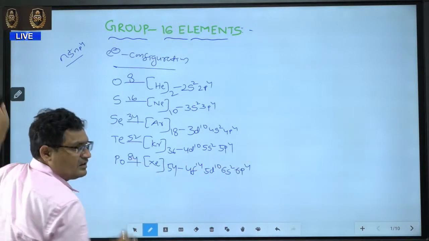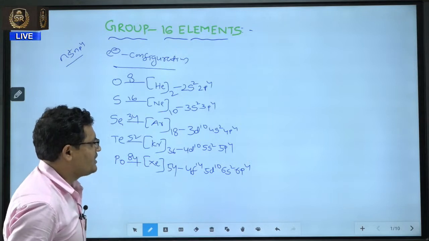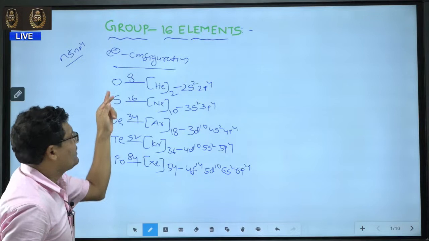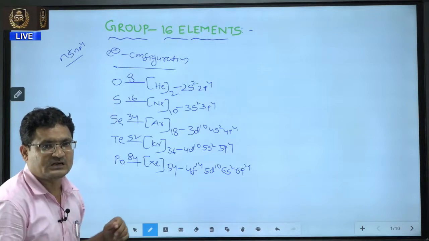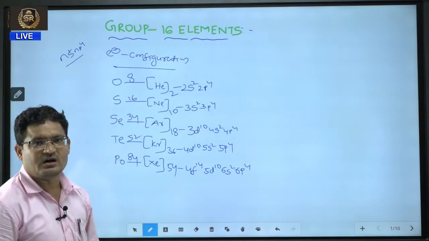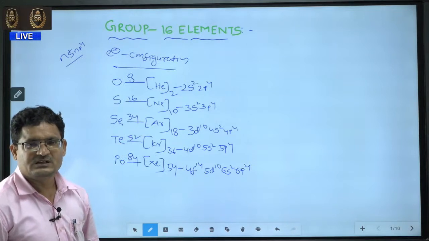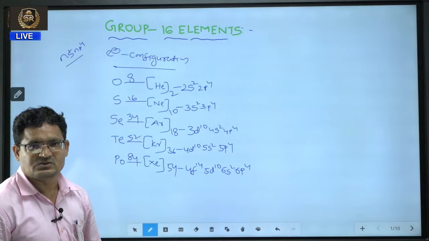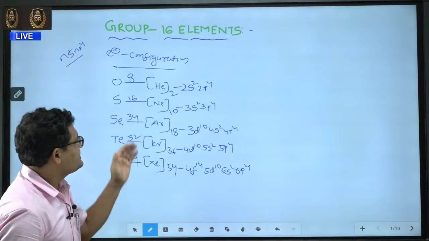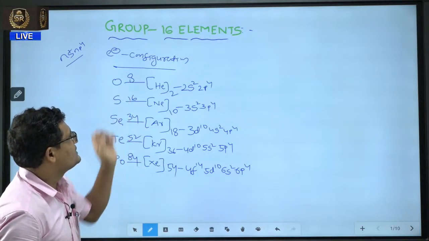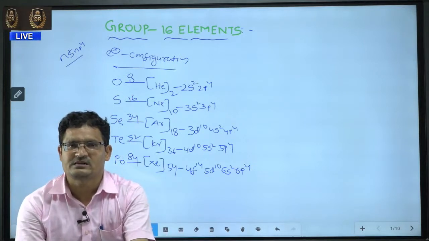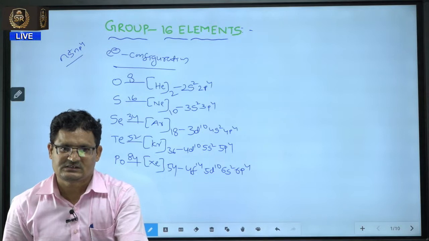This is the electronic configuration of the sixth group element. Here the first element is oxygen, that's why it is also called the oxygen family. Sometimes it is also called the sulfur family. That means this sixth group element is also called chalcogens.